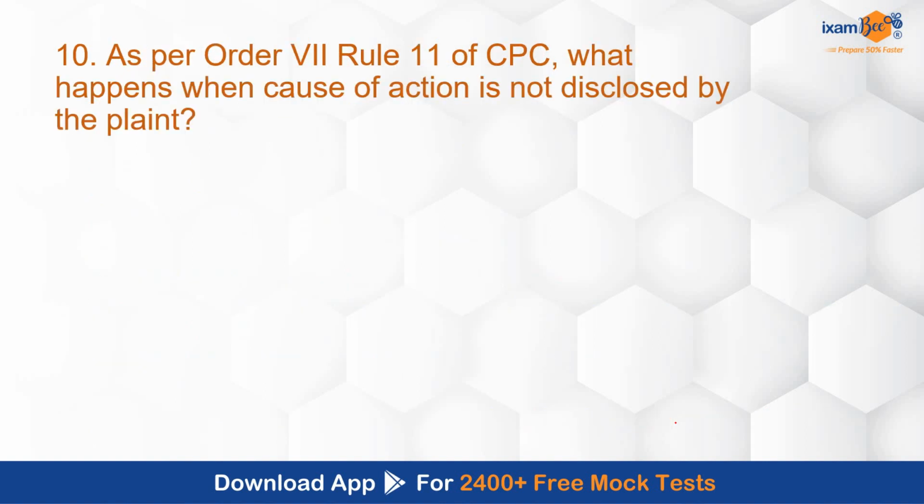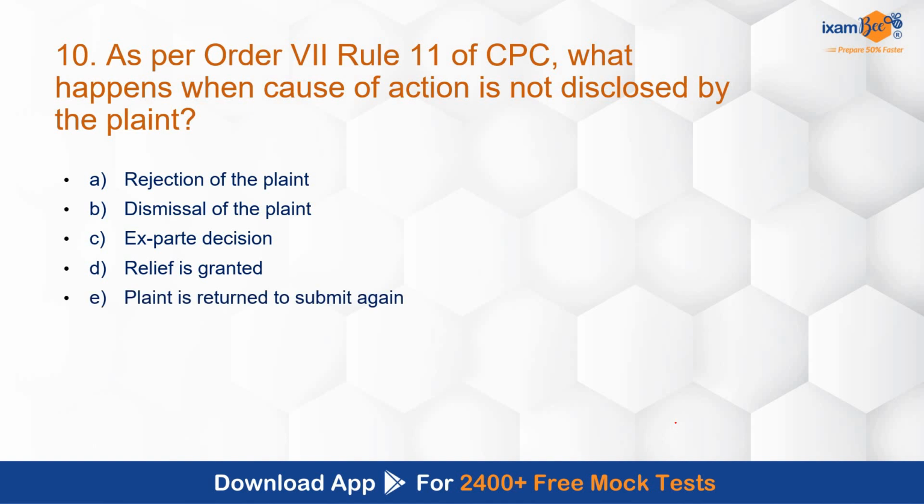Question number 10. As per Order 7 Rule 11 of CPC, what happens when cause of action is not disclosed by the plaint? Rejection of the plaint, dismissal, ex parte decision, relief is granted, plaint is returned to submit again. Correct answer here is A, rejection of the plaint.